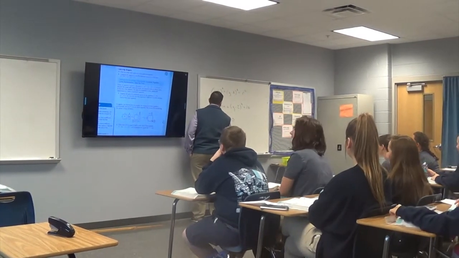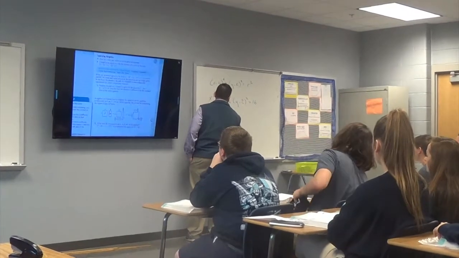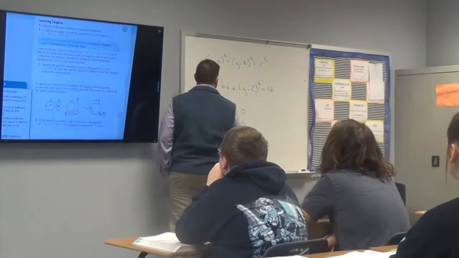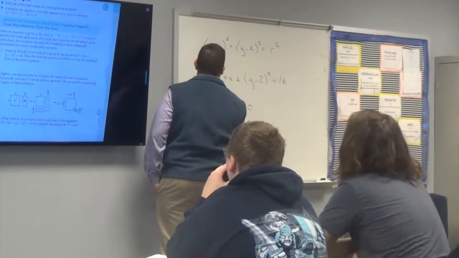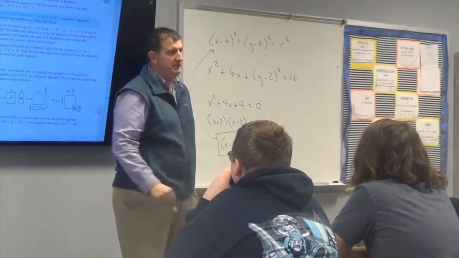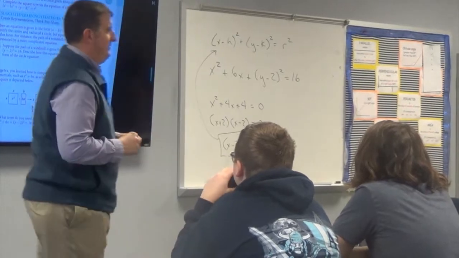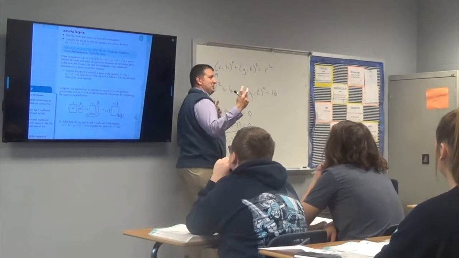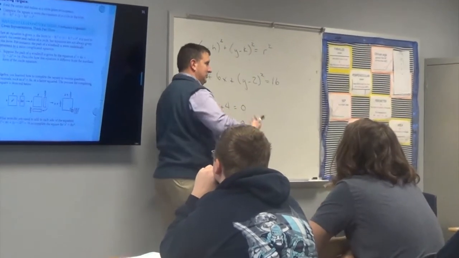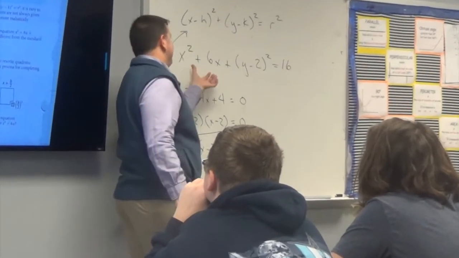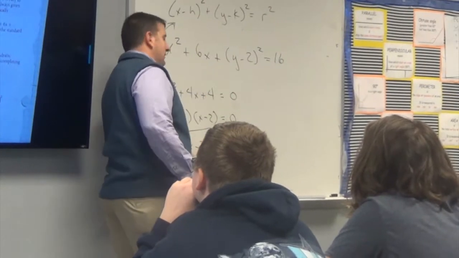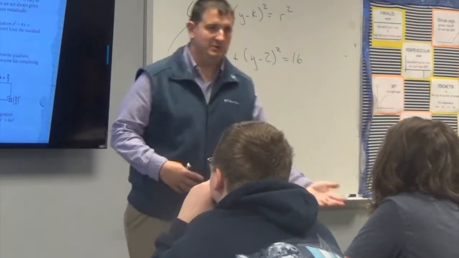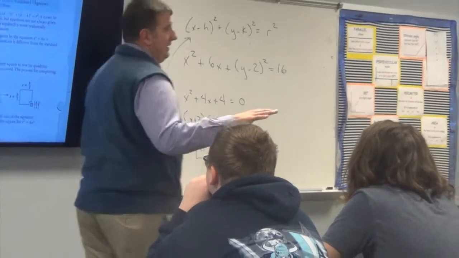So this is what you're doing. You're wanting to break this down where you have some form that mirrors that standard form equation of the circle. All right, we would call that a perfect square. That's why we're calling it completing the square. Because if we're completing the square, we're actually taking this and making it to where it looks something like this, whether it's x minus 2 squared, x minus 3 squared, x plus 3 squared, whatever it may be.